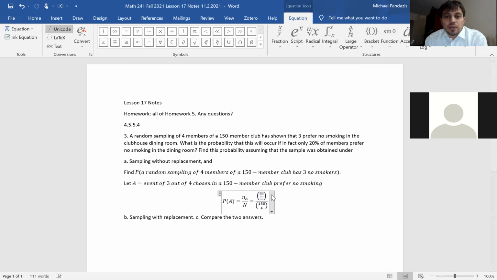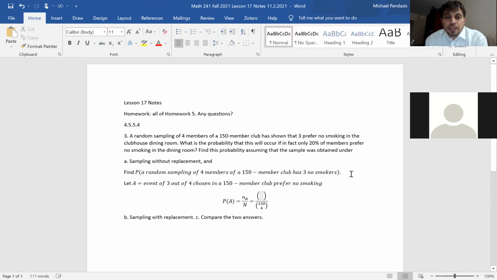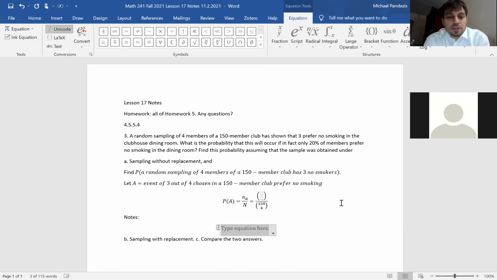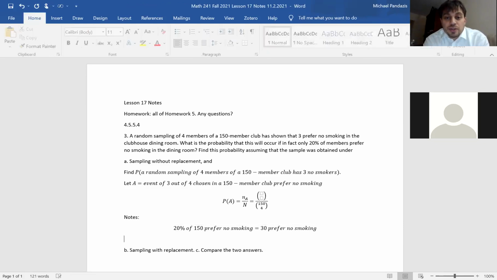So in order to have exactly 3 that prefer no smoking, 20% of the members prefer no smoking, right? So 20% of 150 prefer no smoking. 20% of 150 is 30. It's just 0.20 times 150. That's 1/5 of 150, which is 30. So 30 prefer no smoking.